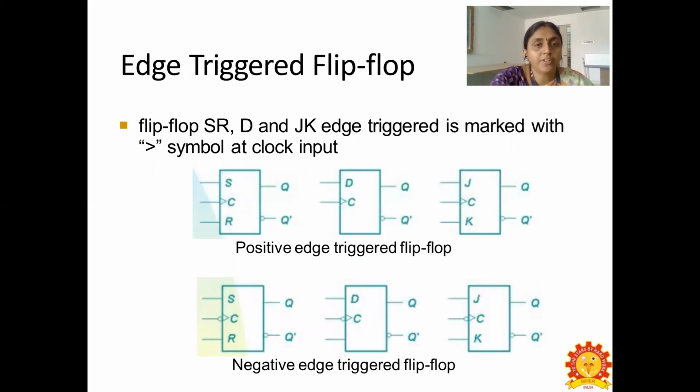In the edge triggered flip-flops, the SR, D and JK edge triggered flip-flops are marked with the greater than symbol at the clock input. And for the negative edge triggered flip-flop, we can see a circle symbol near the clock pulse with the greater than symbol, which shows the negative edge triggered clock pulse.